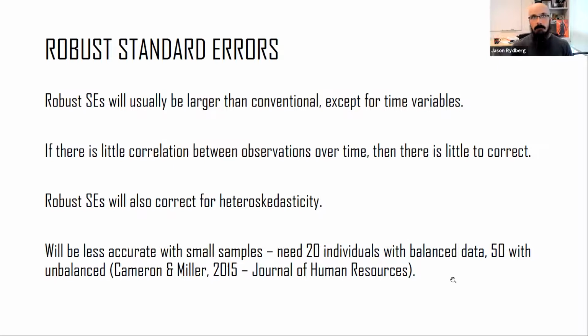Just note that usually with these types of robust estimates, if you have about 20 units that are observed multiple times, that's a pretty good minimum point where you can start using these types of robust variances. But your data need to be balanced, meaning you have no missing observations across those time points. Once you get to unbalanced data, which most of our data will be, you need larger samples in order for those variance estimates to be correct.